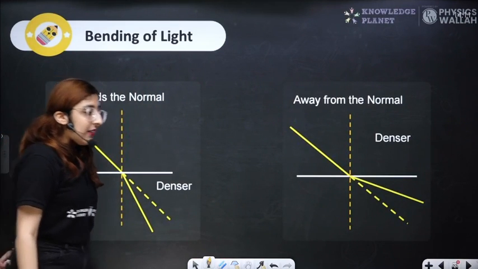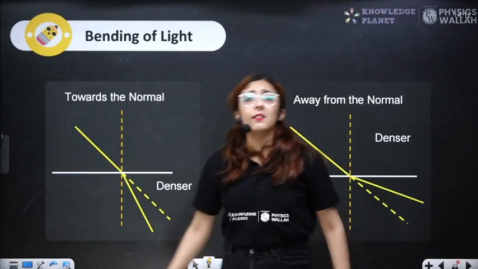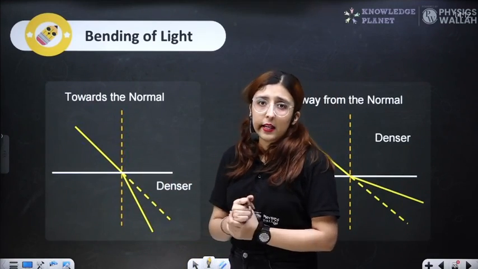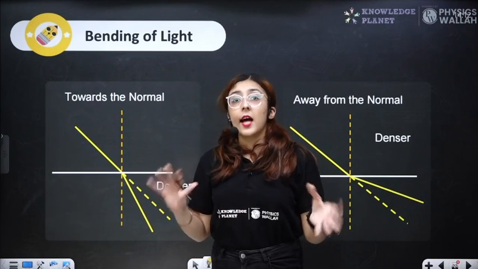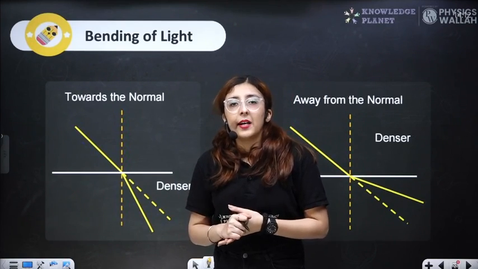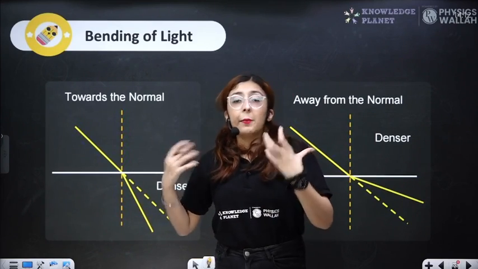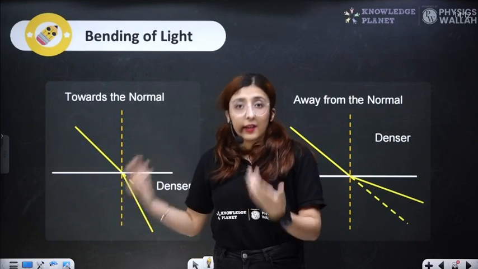So everyone, when we talk about it, there are different materials around us, and all these materials have different optical density. Optical density and mass density are totally different from each other. Certainly, when we talk about optical density, how much bending a material will provide, that is actually your optical density.